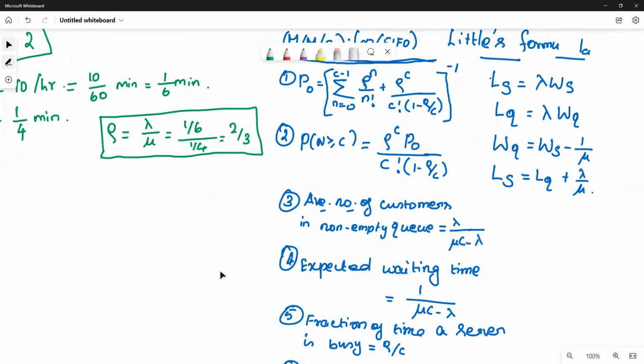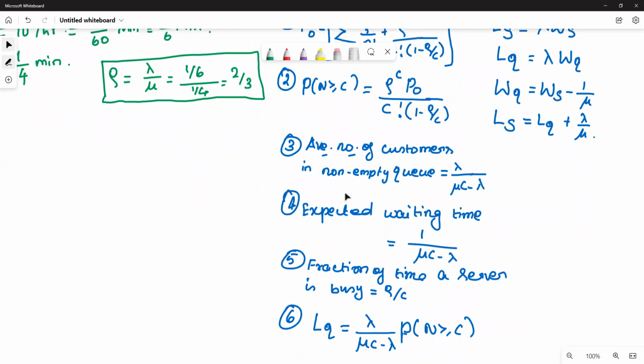Apart from this, if they ask what is the average number of customers in the non-empty queue, it is given as lambda by (mu C minus lambda). And what is the expected waiting time? It is given by the formula 1 by (mu C minus lambda). That is our third subdivision: if a customer has to wait, what is the expected length of waiting time? So the expected waiting time is nothing but 1 by (mu C minus lambda). This we'll use for the third subdivision.